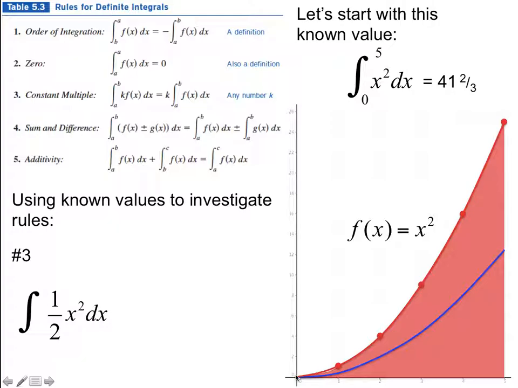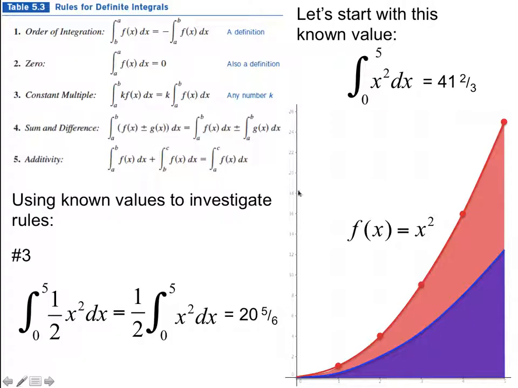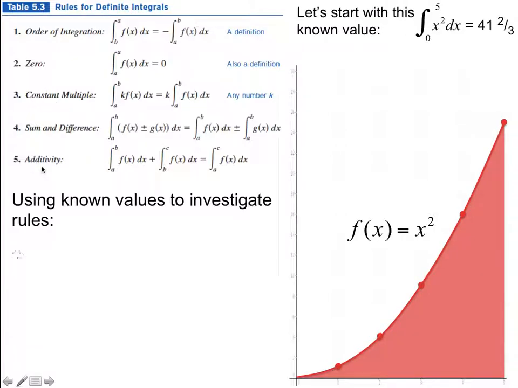So now I'm talking about this region here underneath the blue line, between the blue line and the horizontal axis. And so that region, if I integrate a half x squared from 0 to 5, so I'm going to integrate across the same region, that's the same as saying half of the integration that we did before. And so it's literally half this area. So that region is half of 41 2/3, which is 20 5/6. So that's property 3.